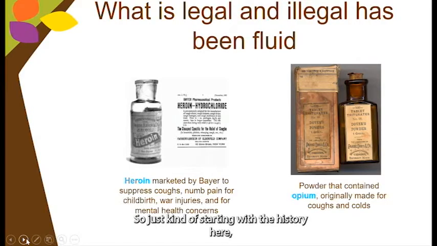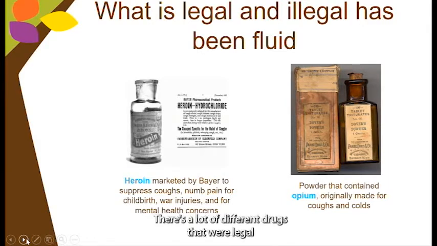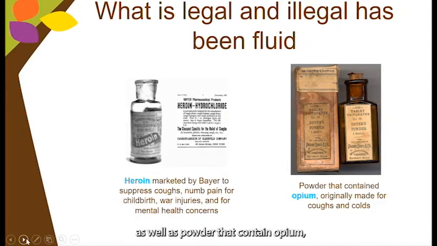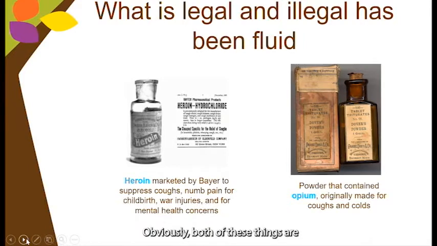So, starting with the history here, what is legal and illegal has been fluid in America. There are a lot of different drugs that were legal and even sold as pharmaceuticals that are now illegal today. First off, heroin was marketed by Bayer to suppress coughs, numb pain, childbirth, war injuries, even some mental health concerns, as well as a powder that contained opium, which was originally made for coughs and colds. Obviously, both of these things are not legal anymore, but they were originally made for pharmaceutical purposes and sold that way.